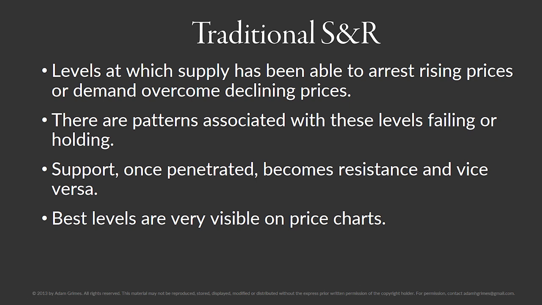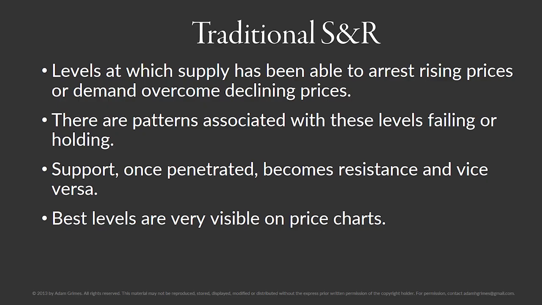Traditional support and resistance: these are levels at which supply has been able to arrest rising prices, or demand has been able to overcome declining prices. That's the theory. Now, notice this is written in past tense. If we're looking at a chart and we see areas where buyers and sellers are always fighting it out, and you reach a point where the buyers get overextended, the market's gone as high as someone wants to pay, and the sellers start winning, that is supply and demand, and that is what makes these support and resistance levels on the chart. That's the theory, at least.